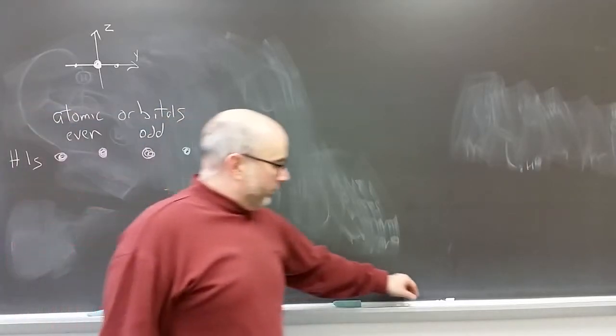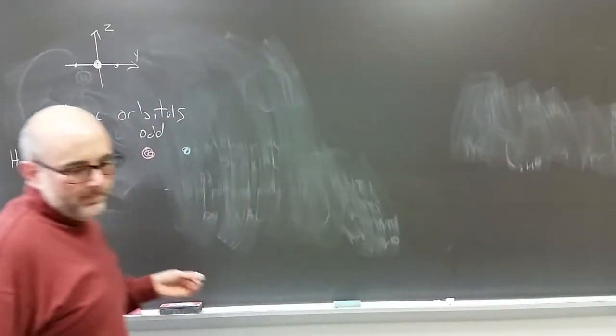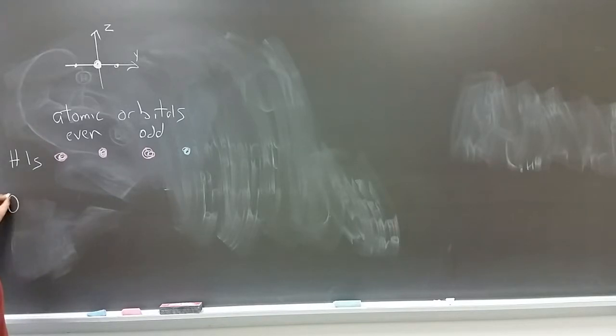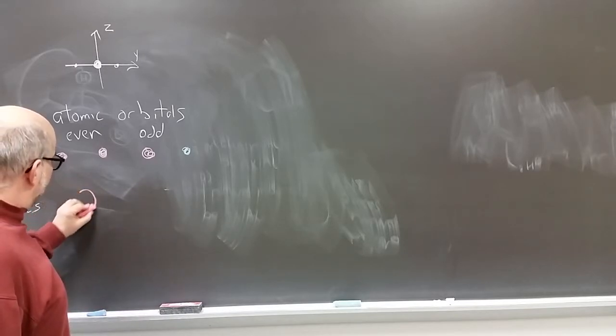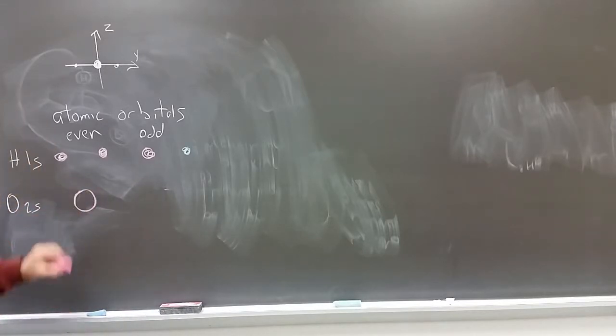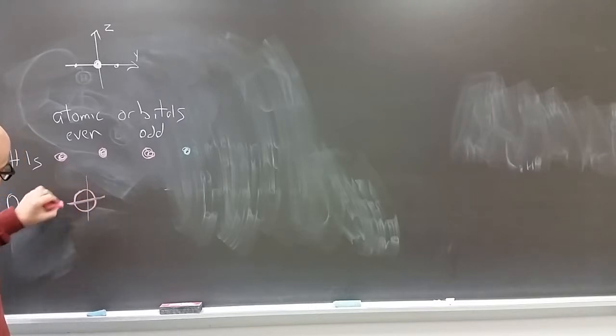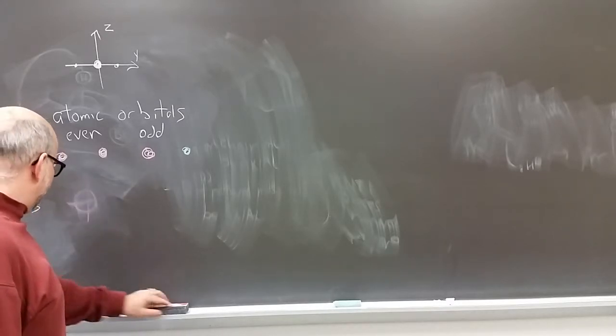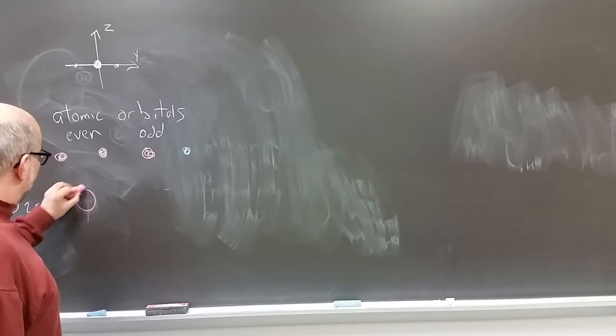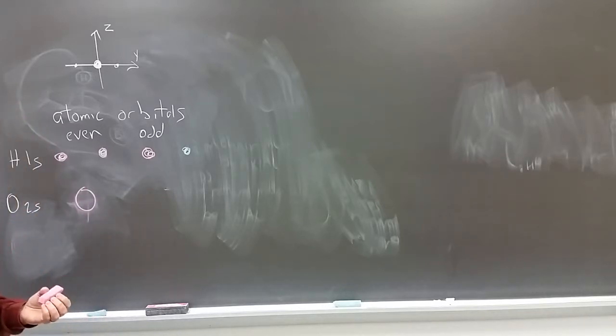Another one we have to work with would be the oxygen 2s. Now, oxygen 2s would just be a sphere at the center, the ZX. So if we turn that 180 degrees, we're going to see exactly the same thing. So that one is one of the odd combinations, or sorry, even combination.